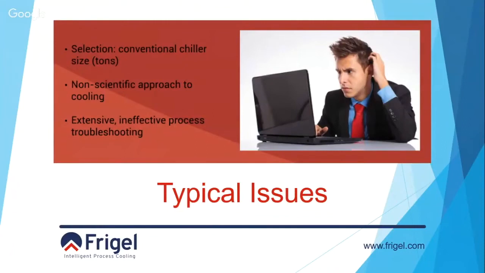This conventional, non-scientific approach quite often leads to standard catalog chiller selections. The numbers indicate you need 10 tons. So here's a standard 10-ton chiller for you, Mr. Customer. And those catalog chillers do not have all-encompassing operating intelligence, which leads to extensive and ineffective troubleshooting.